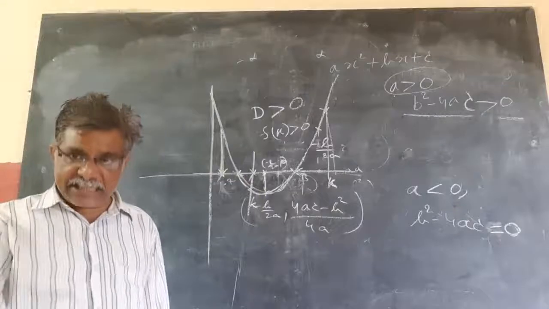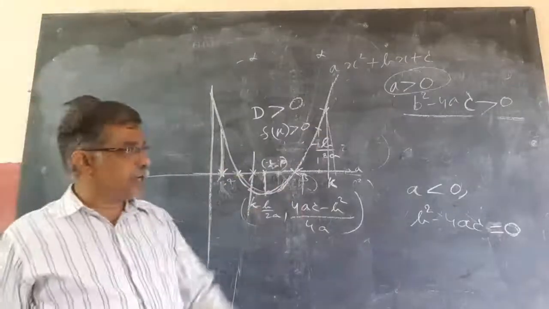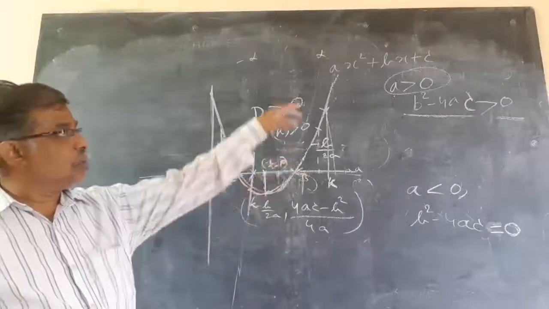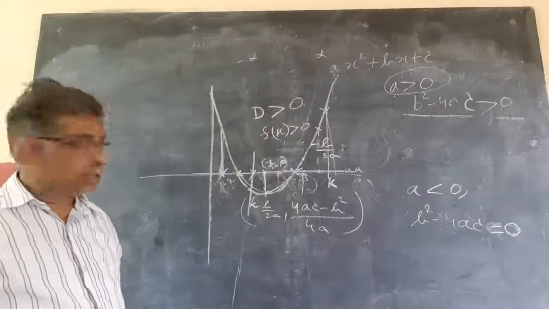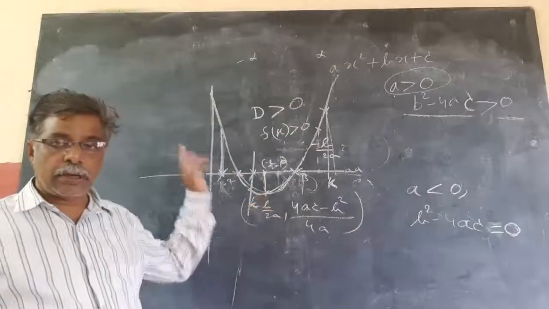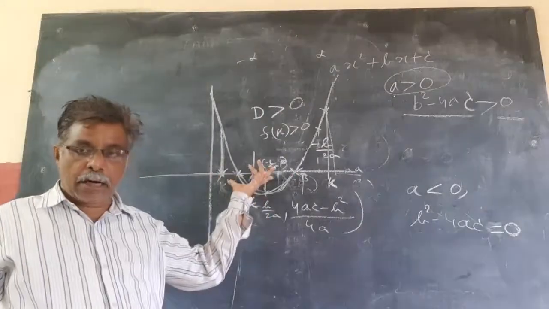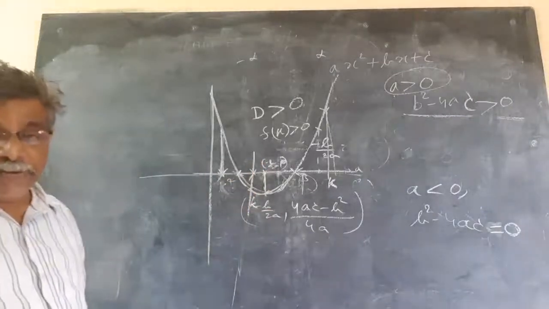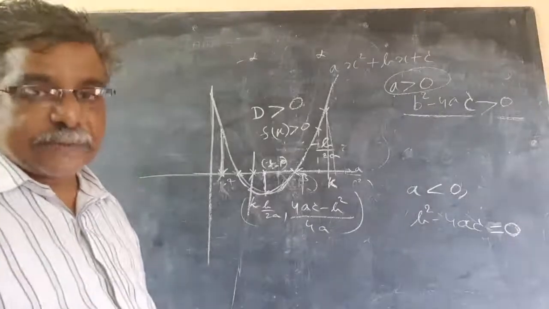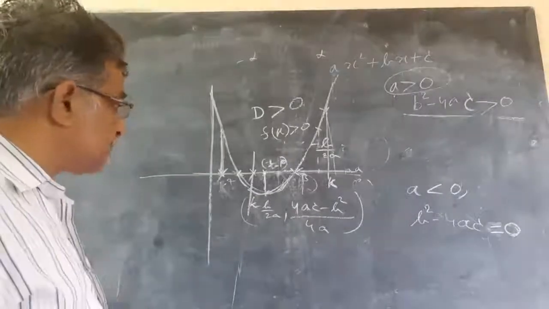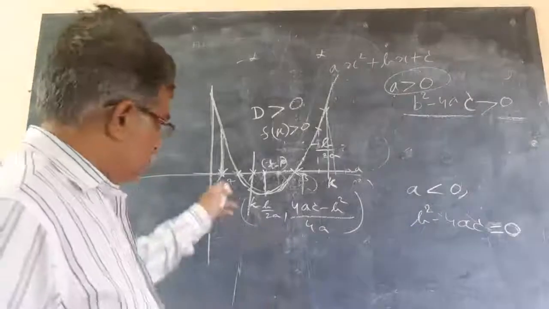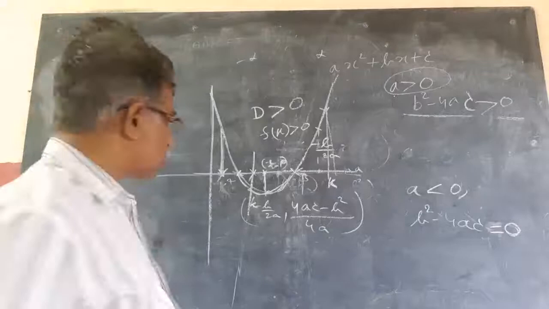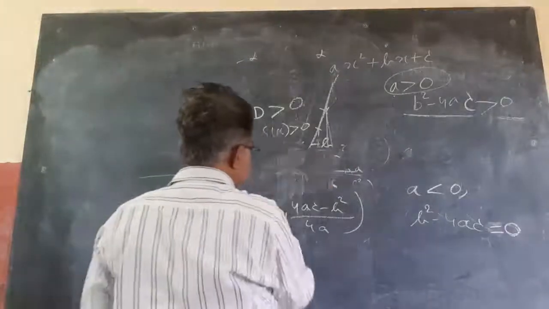If f of k is less than 0, b square minus 4ac is more than 0, and a is more than 0, then we can say that k lies between alpha and beta. So these concepts are very useful, and this concept of the graph is very useful in objective questions. So be clear about these concepts first.